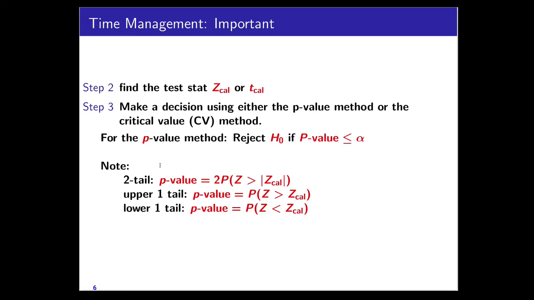And now, note, for a two-tailed test, the p-value is equal to 2 times the probability of z greater than the absolute value of z-cal. For the upper one-tailed test, the p-value is calculated by this equation: p-value equal to the probability of z greater than z-cal. For a lower one-tailed test, the equation will be p-value equal to the probability of z less than z-cal. And those 3 equations will be given on the formula sheet.